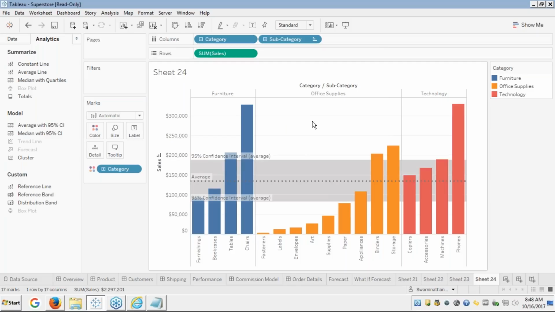Now can you see what has happened? Now I have got a reference line. It is saying my average sales across all three categories, subcategories is 135,129. And my confidence interval, at 95% confidence is 188, and at the lower level of confidence is 82. So this is how your sales can fluctuate, the average can fluctuate between this and this.